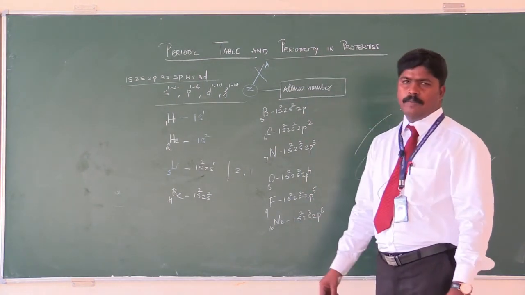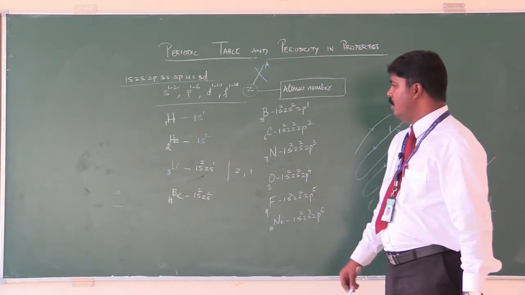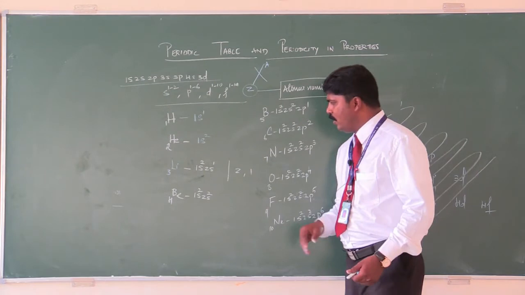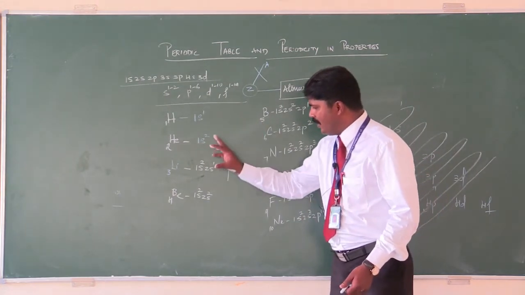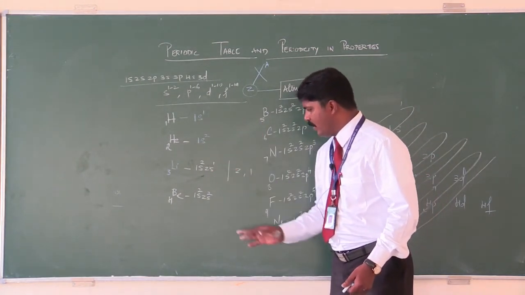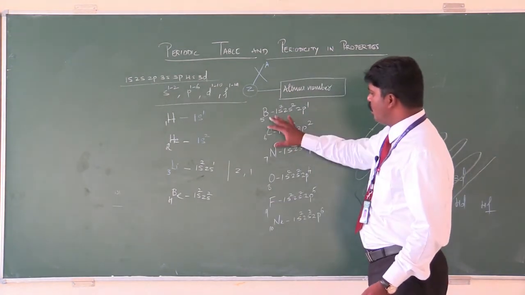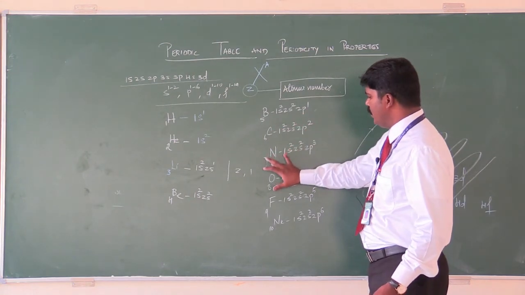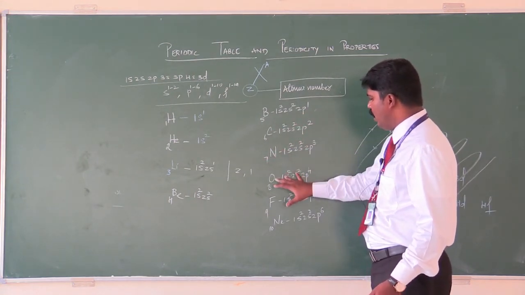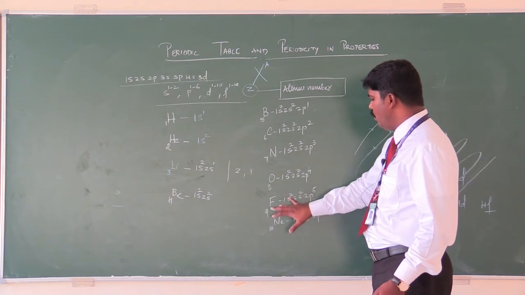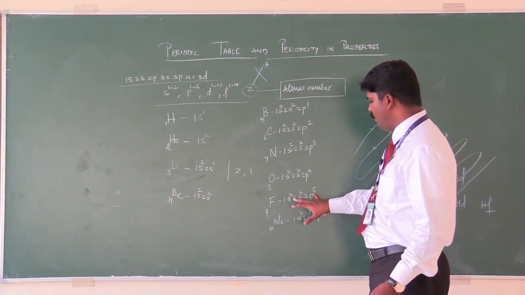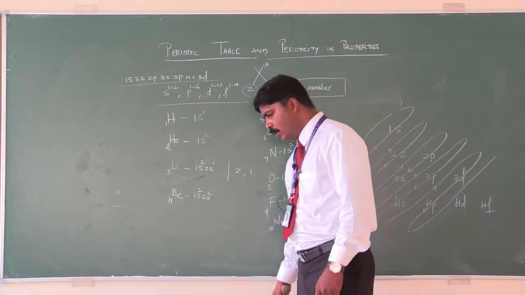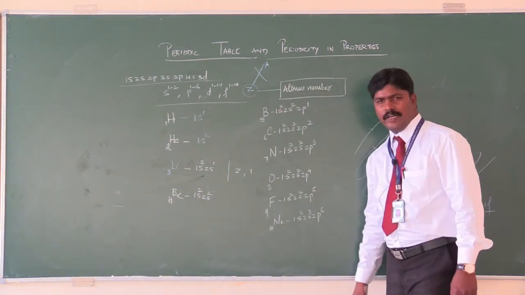So this is from atomic number 1 to 10: hydrogen, helium, lithium, beryllium, boron, carbon, nitrogen, oxygen, fluorine, neon. Just observe once again, if you can focus: hydrogen 1s1, helium 1s2, lithium 1s2, 2s1, beryllium 1s2, 2s2, boron 1s2, 2s2, 2p1, carbon 1s2, 2s2, 2p2, nitrogen 1s2, 2s2, 2p3, oxygen 1s2, 2s2, 2p4, fluorine 1s2, 2s2, 2p5, neon 1s2, 2s2, 2p6. So this is about atomic number 1 to 10, hydrogen to neon.